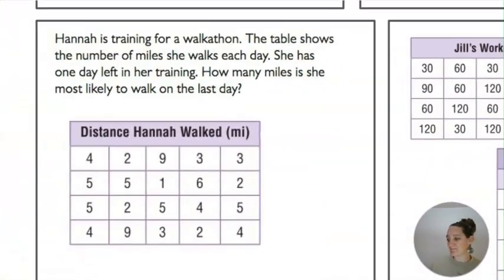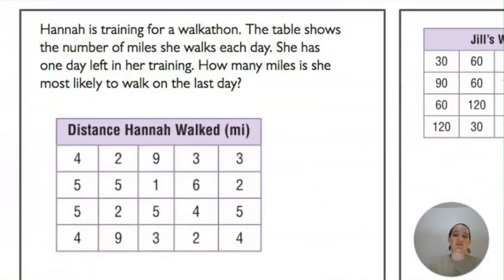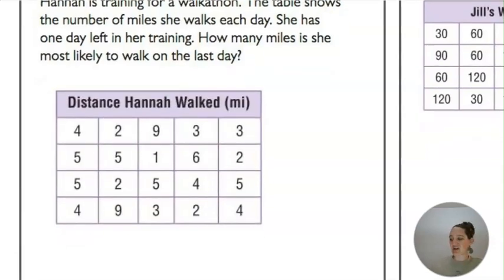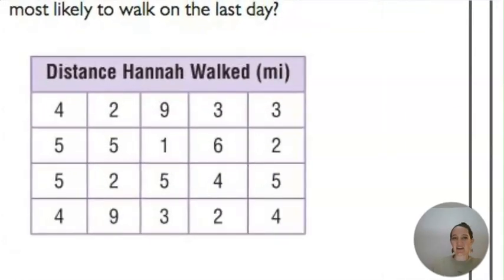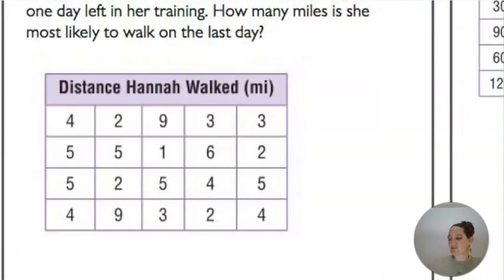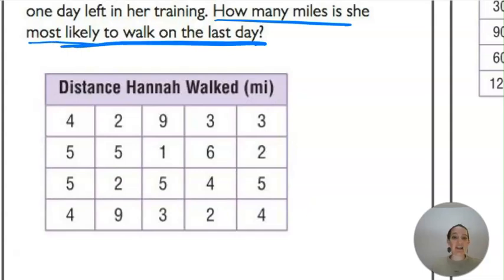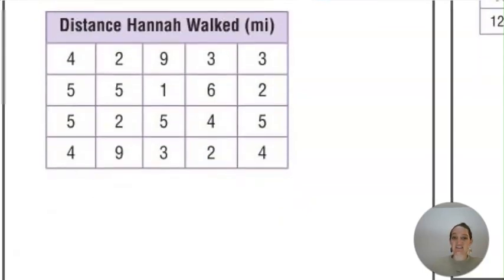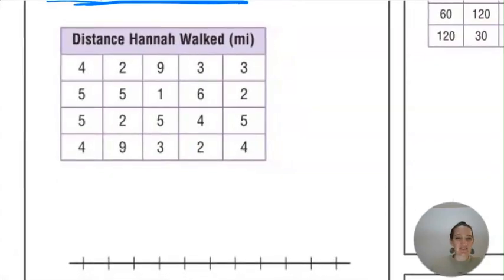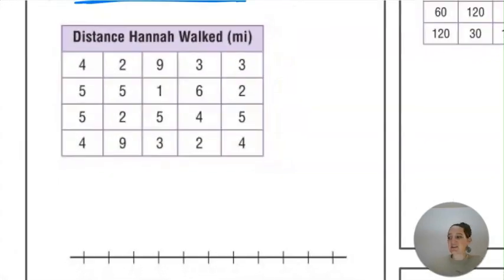So let's try it. Hannah is training for a walkathon. The table shows the number of miles she walks each day. She has 1 day left in her training. How many miles is she most likely to walk on the last day? Now, if we were just to look at all of these numbers, we might not be able to do a good job guessing how many miles she is most likely to walk. But if we put all of this information in a dot plot, we might be able to answer that question a little bit more. So here's how we do a dot plot.